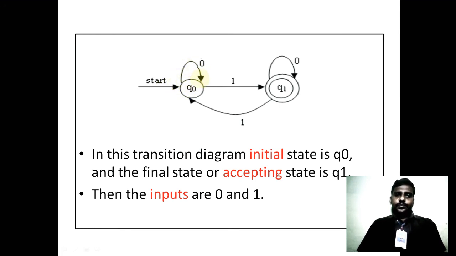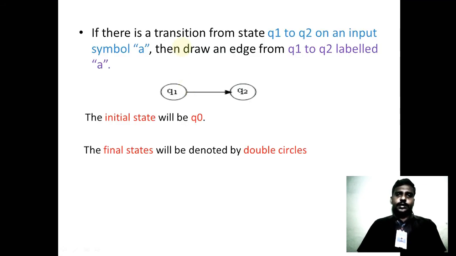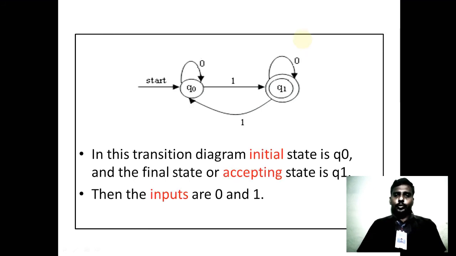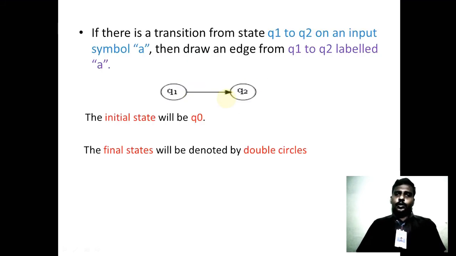And what is this arrow? This arrow, this arrow, this arrow. This is a transition. Okay, that's what we are explaining here. If there is a transition from state q0 to q1, then draw an edge. For example, for q1 to q2 with input a, we want to write input a, then draw an edge from q1 to q2 with input a. You have to write a here, right?